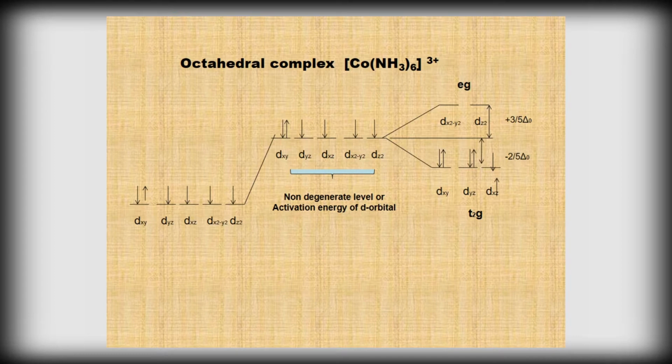After this, the electrons are filled in the T2g and Eg levels with respect to their stabilization energy and pairing energy, Pe. The T2g level for an octahedral complex has a stabilization energy of minus 2 by 5 del naught and the Eg level plus 3 by 5 del naught. The minus and plus signs indicate the decrease and increase in energy value.